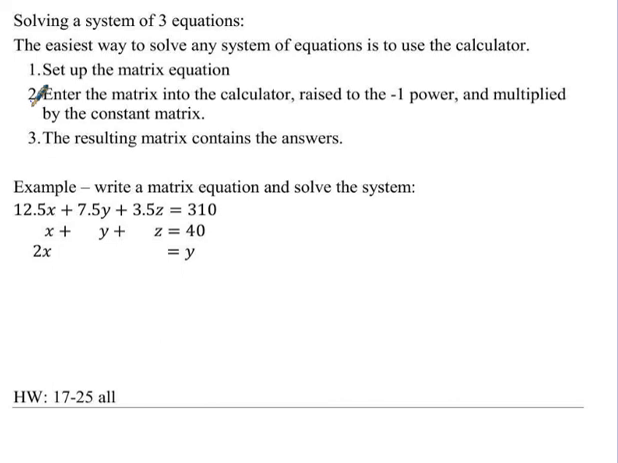Second, enter the matrix into the calculator, raised to the negative first power, multiplied by the constant matrix, what I just showed you. And then finally, the resulting matrix is your answers. And if you have 3 variables, you need to express your answer as an ordered triple, alphabetically, A, B, C, X, Y, Z, whatever it happens to be. So I need to see the matrix equation. Let's set that up.